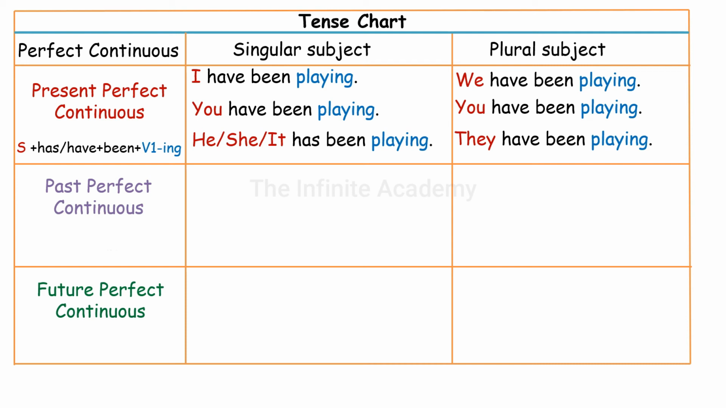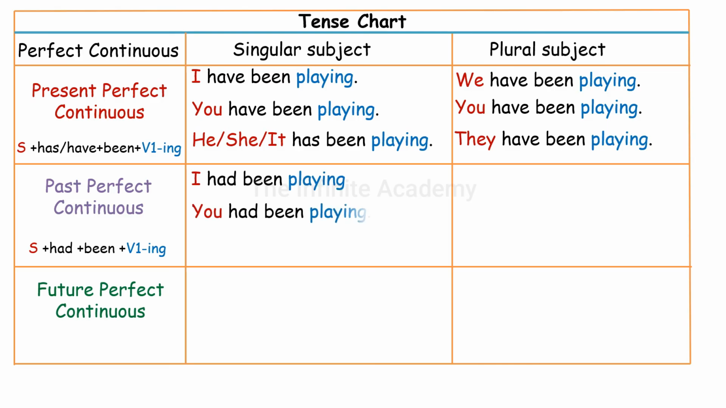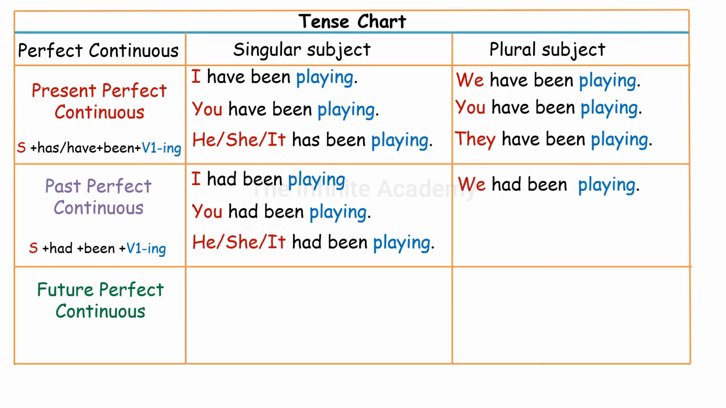Let us look at past perfect continuous. A past perfect continuous tense shows that an action that started in the past continued up till another time in the past. Here the sentence begins with the subject plus had plus been plus verb in its ing form. I had been playing. You had been playing. He, she, it had been playing. We had been playing. You had been playing.